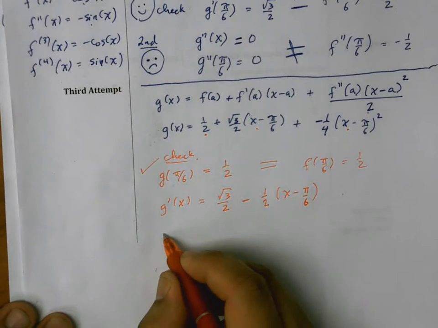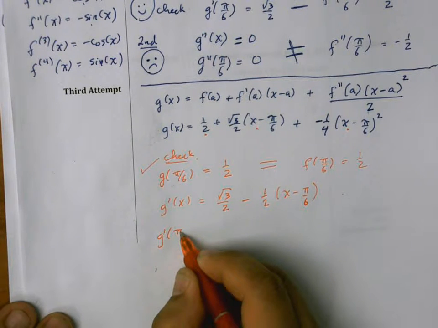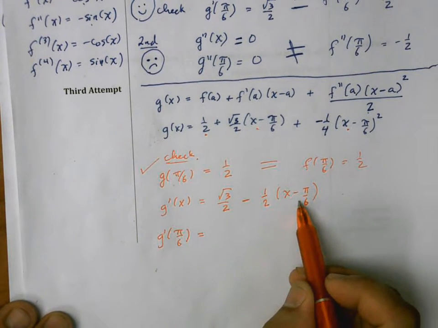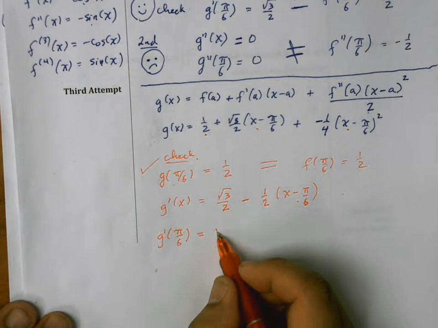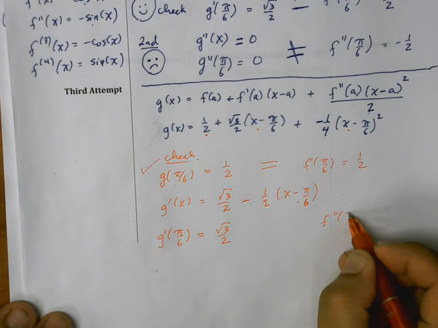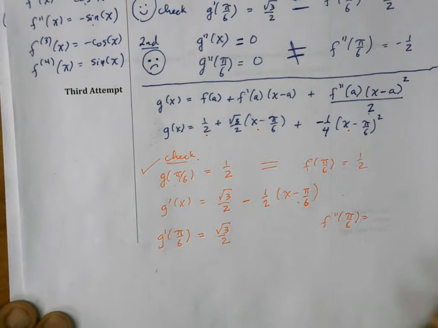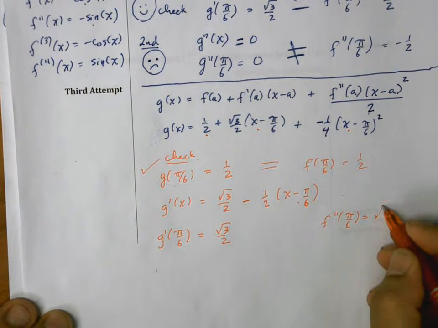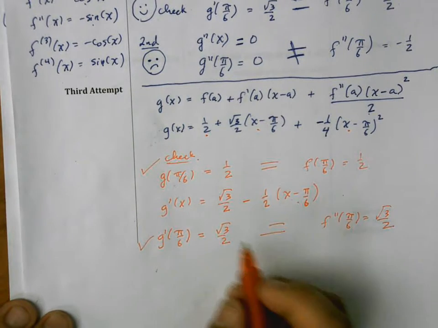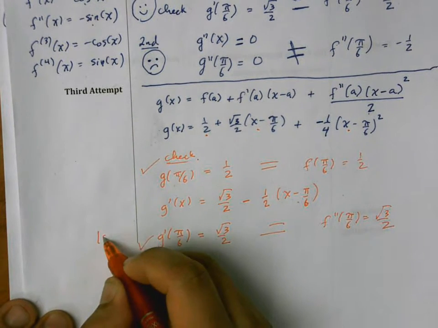So let's keep going with our check. g prime of pi over 6. Well, when you put pi over 6 into here, that's all gone, so you're just going to have root 3 over 2. Now, what's f prime of pi over 6? It's root 3 over 2. So this also works. This is the first derivative.